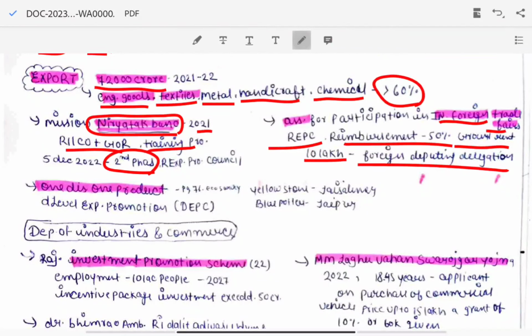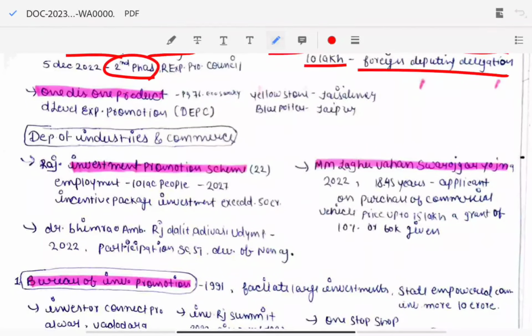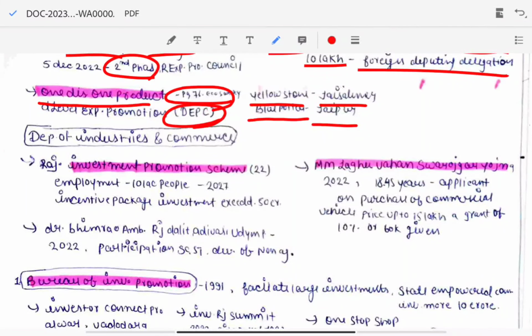Then we have One District One Product, on the lines of the One Nation One Product program. It was started by DEPC, and its nodal ministry is DEPC. Then it has 33 products, as we have 33 districts now. So blue pottery for Jaipur, yellow stone from Jaisalmer. So on page 76 of the Eco Survey you will find a list, so you can just go through that and try to remember some of it. So if any question is asked, you can get it correct.